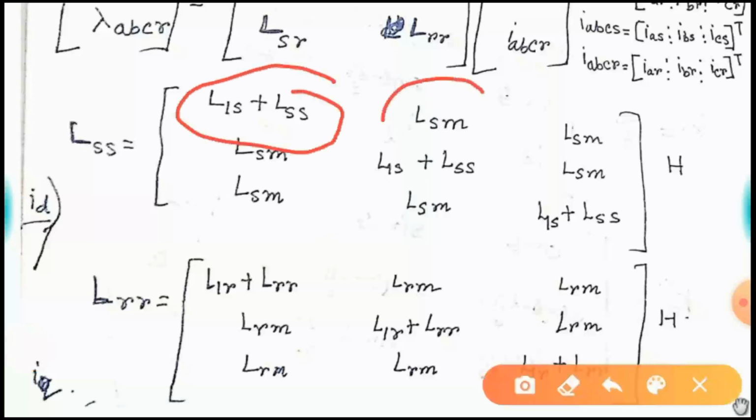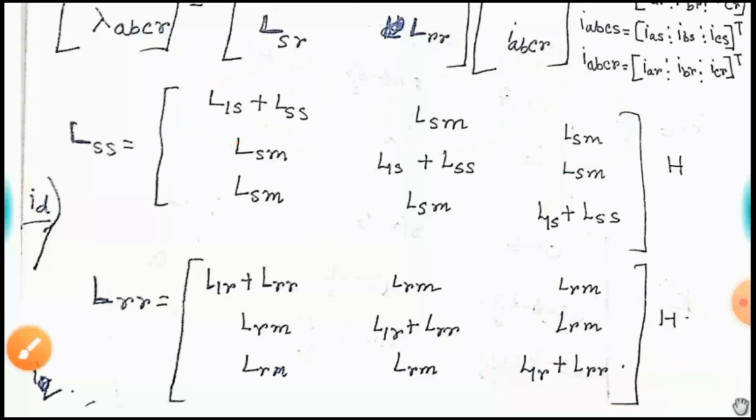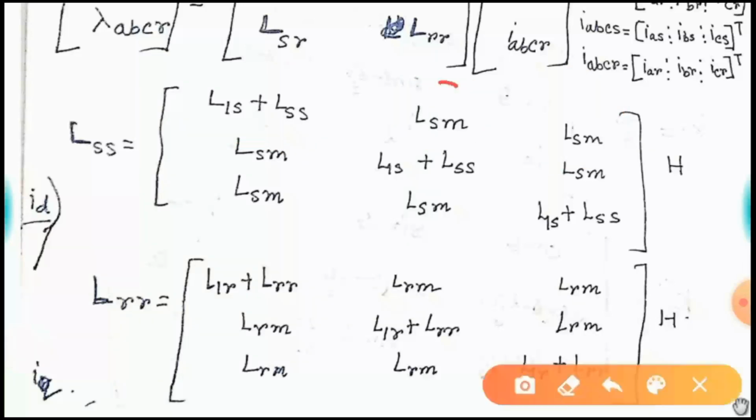And these LSM terms are the mutual inductance we are having here, as we have assumed that this machine is a symmetrical induction machine. That is why we can consider that the off-diagonal terms are equal, or even if they are not equal, they are sinusoidally varying quantities with equal maximum magnitude.